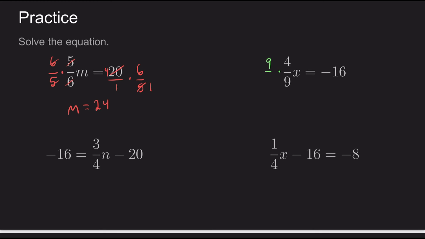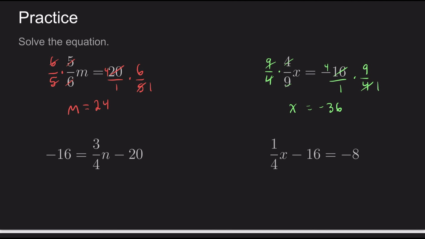4 over 9. The reciprocal is 9 over 4. That cancels that. That cancels that. X is alone. Multiply on the other side. Cancel that, and that becomes 4. You get negative 4 times 9 is negative 36. Okay, so far so good.